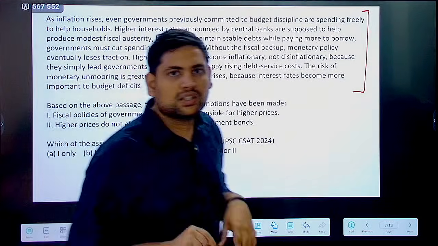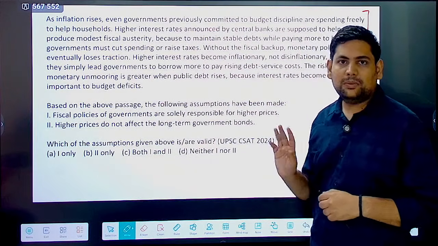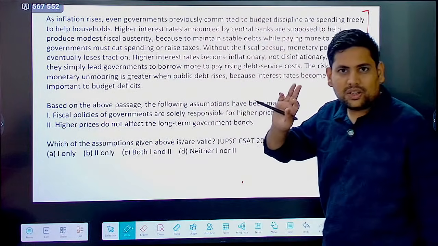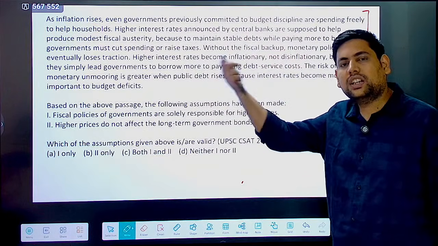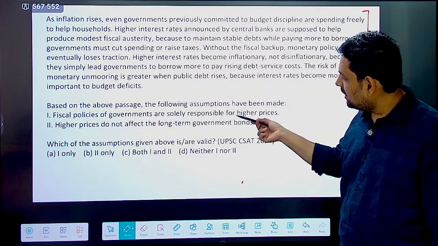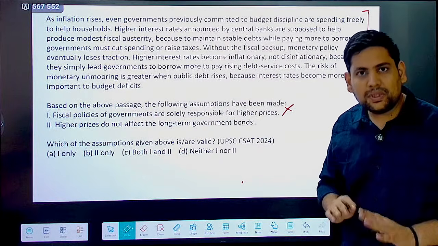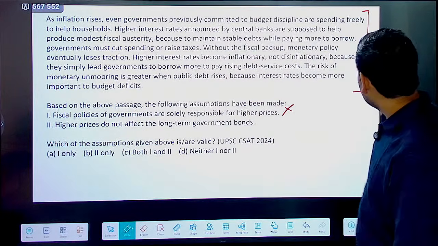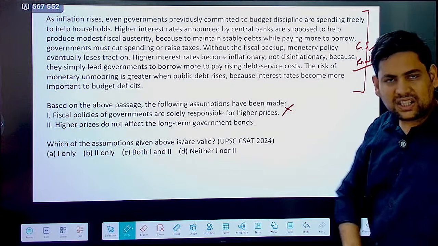But in most cases, if the passage is this tough, you will see the statements are easily eliminatable. Now see this. You read this, everything is logically following. At least this you understand, that inflation is affecting the interest rate, which is affecting the government bond yields. Now see, fiscal policies of governments are solely responsible for higher prices. The passage does not say anything like this. Also, this is completely opposite or incorrect. At least this you understand, that the passage is in line with your GS knowledge.